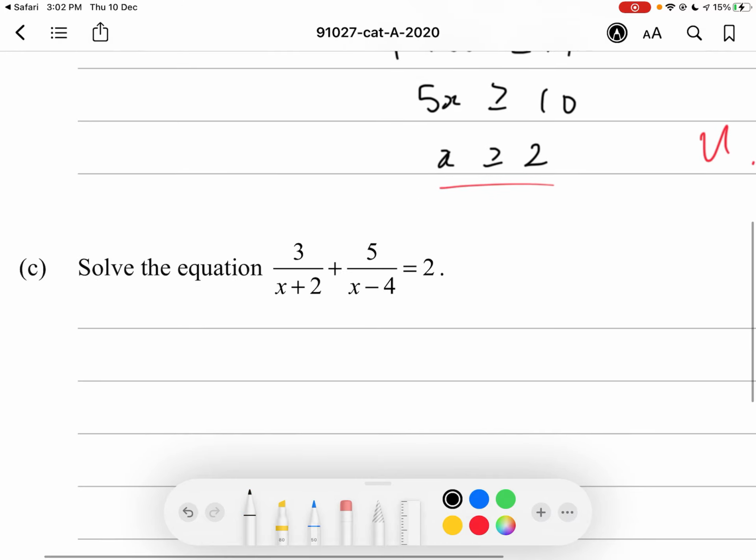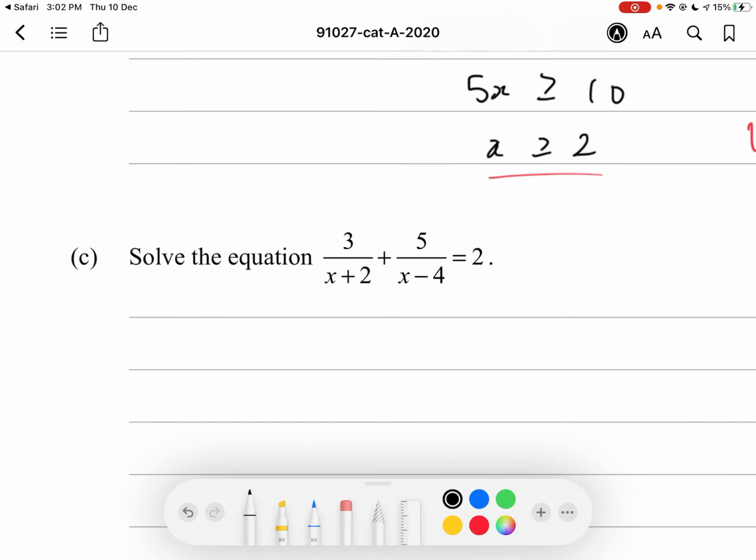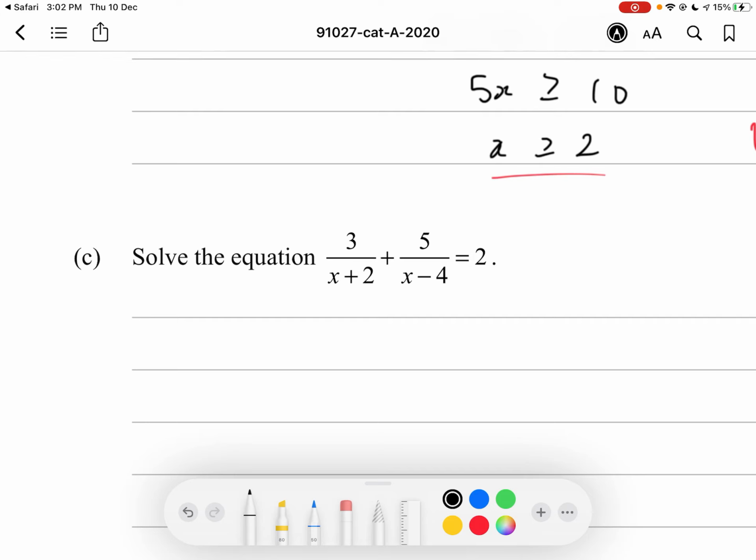Solve the equation 3 over x plus 2 plus 5 over x minus 4 equals 2. First things first, we're going to make the same denominator. The reason we want the same denominator is because we want to be able to add the numerators together and make it into one fraction. So in this case, we have 3 times (x minus 4) over (x plus 2) times (x minus 4).